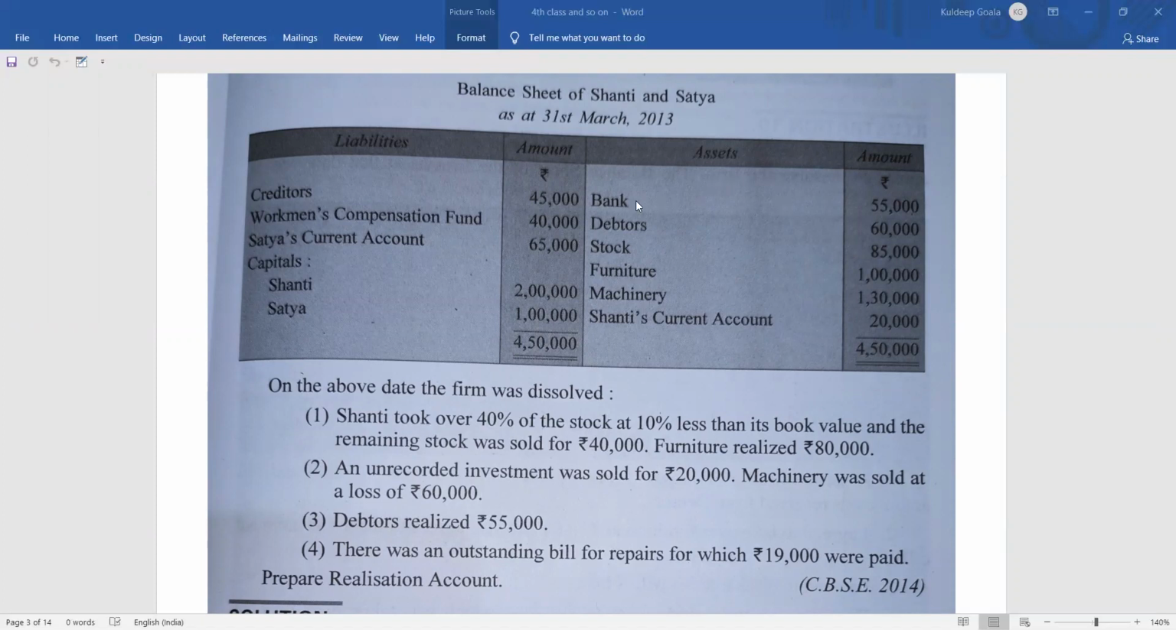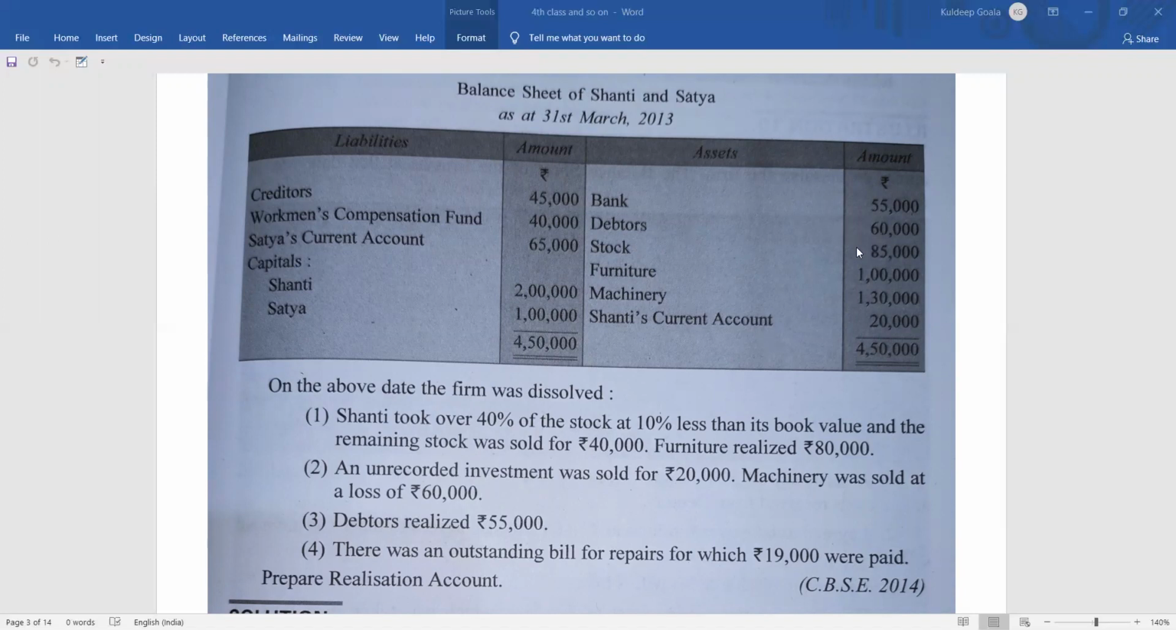So what is given on the asset side? First of all, we'll transfer from the asset side. From the asset side, we can see that bank will not be transferred. Debtors are there, stock is there, furniture, machinery. Okay, these four items are going to be transferred. Shanti's current account also will not be transferred here in the realization account, right? So they will be transferred at the original cost.